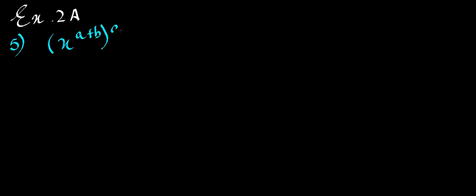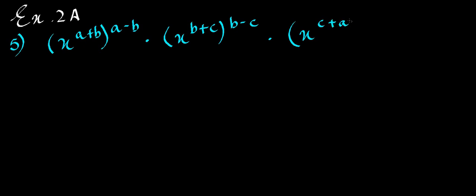the whole raised to a minus b, into (the small dot is multiplication) x raised to b minus c, the whole raised to b minus c, into x raised to c plus a, the whole raised to c minus a. So children, you have learnt the topic of identities.